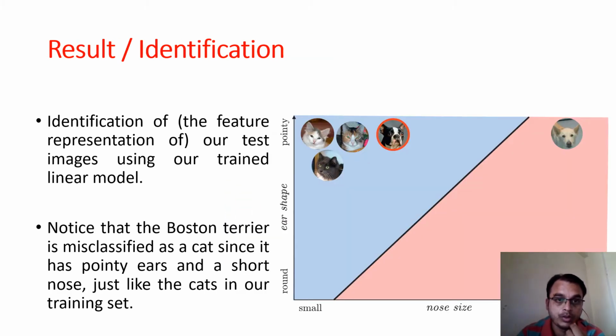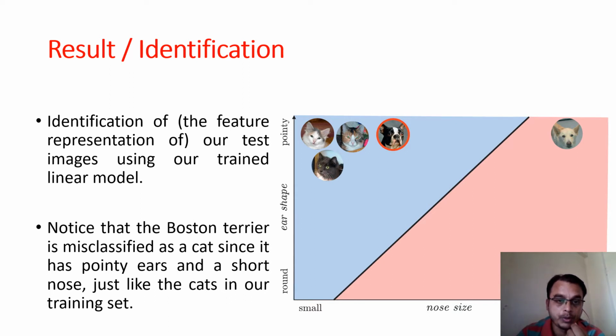Okay, so how do we define the results? The result will be in this fashion. The identification of the features represents our test images using the trained model. Here the model shown is a linear model. If you look at the line distinguishing the classes, it's a linear model. Now there is one dog which has been misclassified.